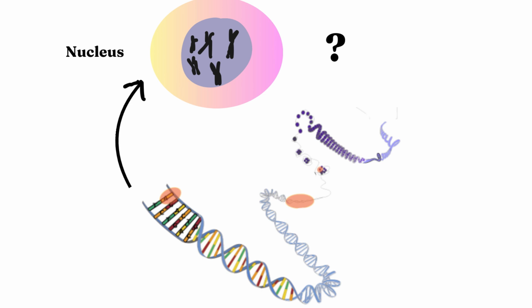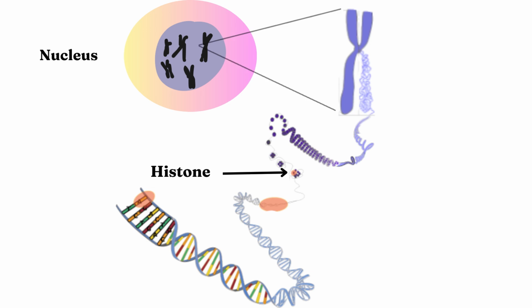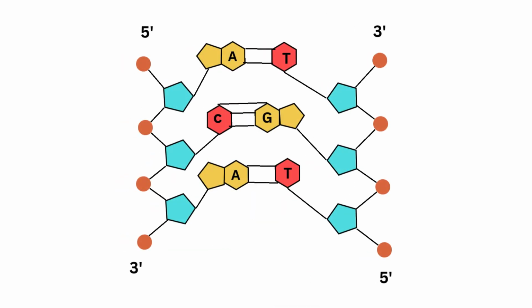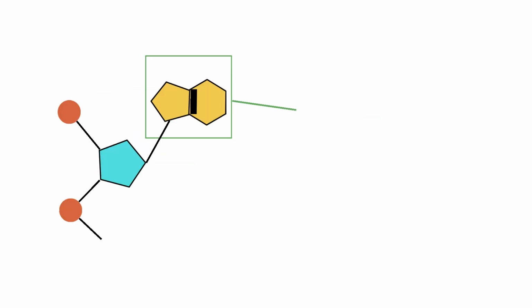First, the DNA wraps around special proteins called histones, forming bead-like structures. These beads coil again and again, becoming thicker and denser, until they form chromosomes. Each DNA nucleotide consists of 3 components: a phosphate group, a deoxyribose sugar, and a nitrogenous base. These components together form the basic structural unit of DNA.